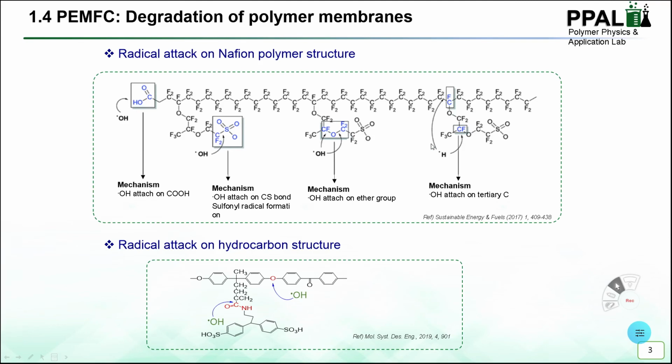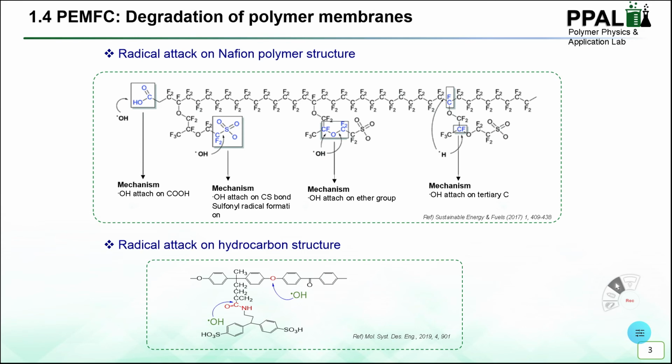And there are four mechanisms of how the radical can attack the Nafion structure to begin the decomposition process. The first one is the attack of the OH radical on the carboxylic group to begin the decomposition of the main chain. However, when we compare with other mechanisms, the rate of this reaction is not strong.